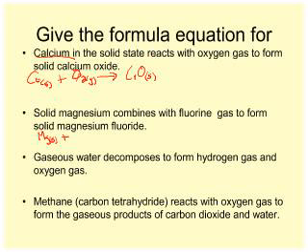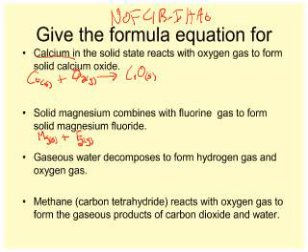Solid magnesium, Mg(s), combines with plus fluorine gas, F2. But look, fluorine gas is F2. Remember the diatomic elements. So it's diatomic, so I need to remember that. To form solid magnesium fluoride, MgF, and there's 2 of them because of the crisscross. Booyah.